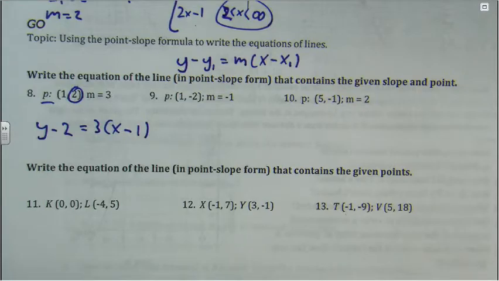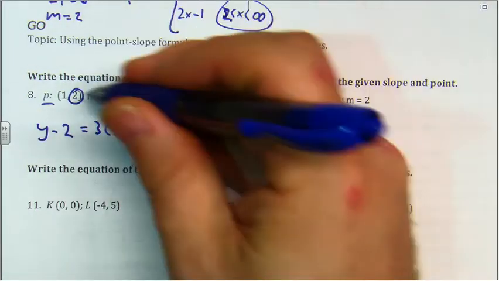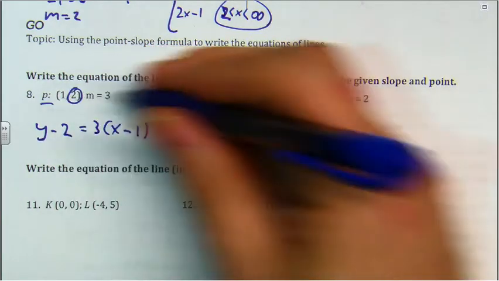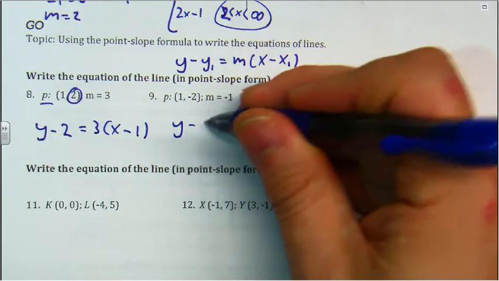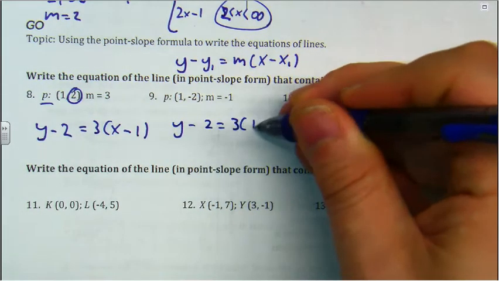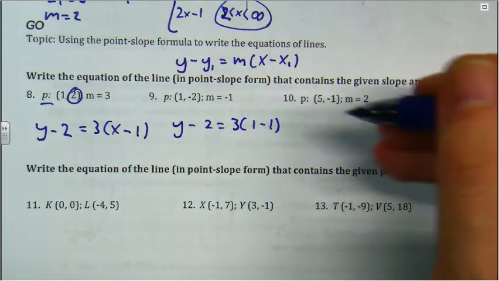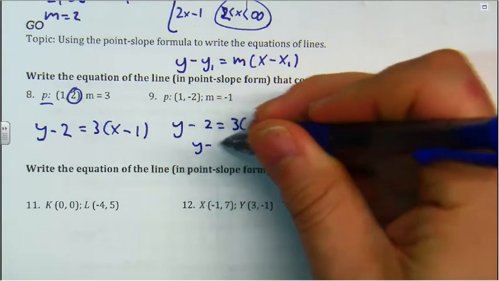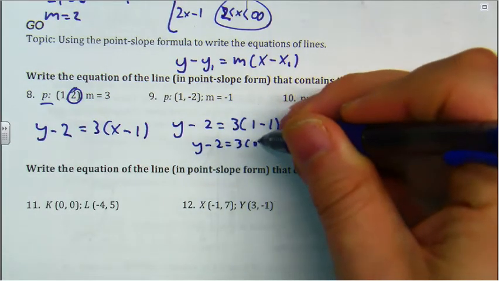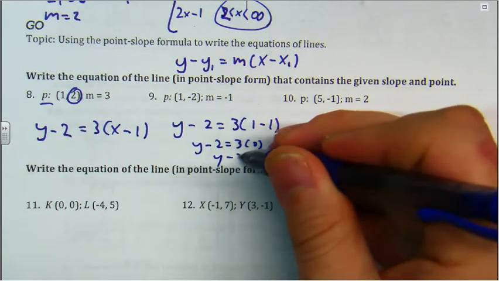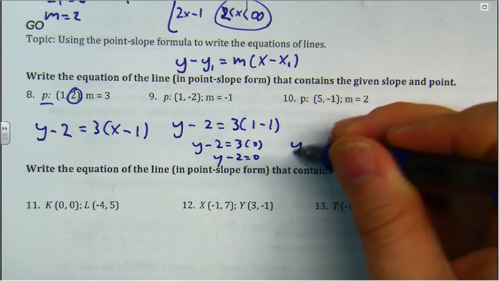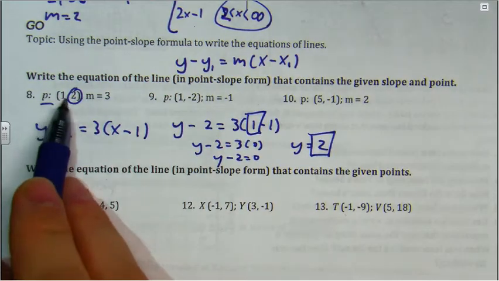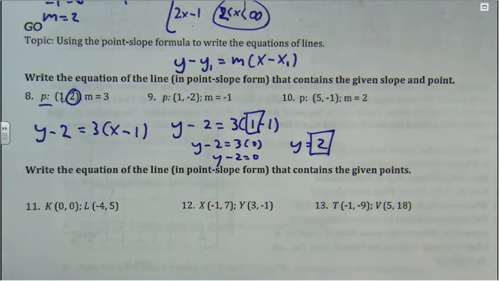Let's just double check. Let's plug in our x. So if I plug 1 in for x, I get y minus 2 equals 3 times 1 minus 1. And if I've done this correctly, my y should be 2. So this becomes 0. This is 0. Add 2. Cool. So when I plugged 1 in for x, I got 2 for y. 1, 2. Great. I did it correctly.